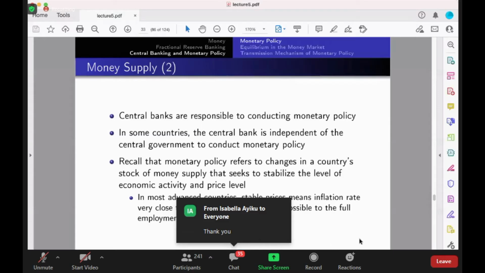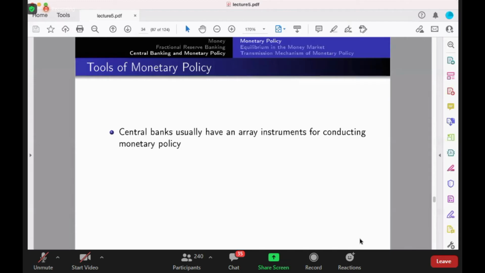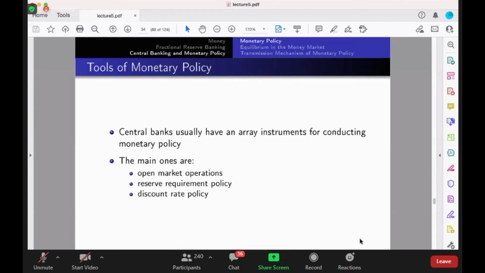So central banks have an array of instruments. Don't forget, the conduct of monetary policy is just trying to alter the supply of money to affect certain economic activities. So the central bank has a lot of instruments at their disposal that they can use. Some of these things are a little outdated, and more recently you don't hear central banks talk about OMO and all those things. But these are the instruments that they have: open market operations, reserve requirement policy, and the discount rate policy. We'll go through all these three.